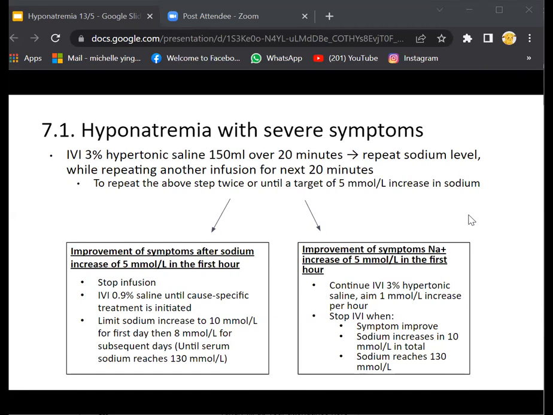At the same time, you have to limit sodium increase to 10 millimole per liter for the first day, then 8 millimole per liter for subsequent days. So there will be a total of 18 millimoles per liter in 48 hours. If there is no improvement of symptoms with a sodium increase of 5 millimoles, the second one is no improvement. You may continue IVI 3% hypertonic saline and aim for at least 1 millimole per liter increase per hour. Then, as previously, you can stop the IVI when symptoms improve, sodium increases by more than 10, or sodium reaches at least 130 millimole per liter.